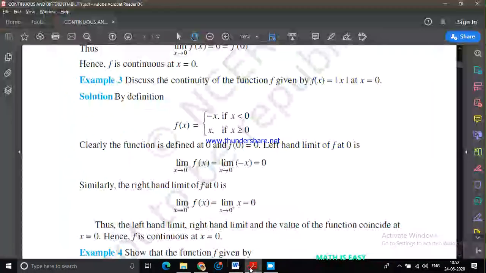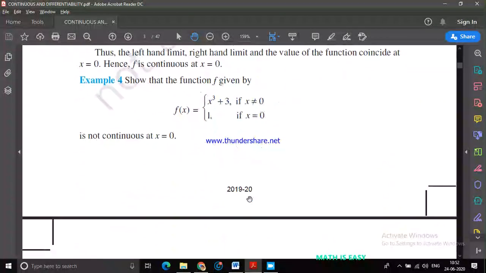Okay. Now next, example 4. At x equals 0, the functional value will be 1. If x is not equal to 0, the functional value is going to be x cube plus 3. x is not equal to 0 means on the left side of 0 or on the right side of 0, the function is going to remain the same, x cube plus 3.